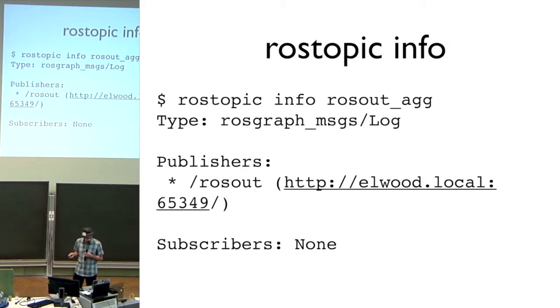I'm running a little long, so this is rostopic info. We ask it for information about a random topic. It tells us the type, which is kind of useful. What we're really interested in is this host name and this port number. You can see the host name I'm advertising with here is elwood.local. And if that host name doesn't resolve locally, then I'm not going to be able to connect to this topic. So that's one of the key takeaways from this.